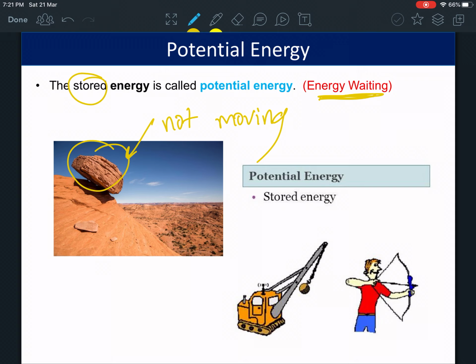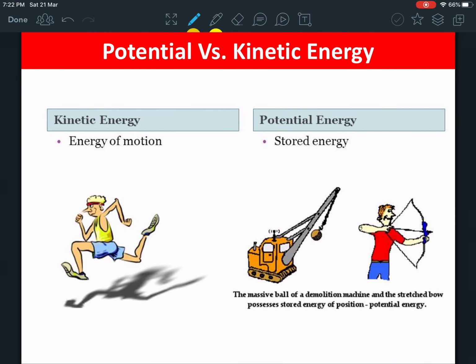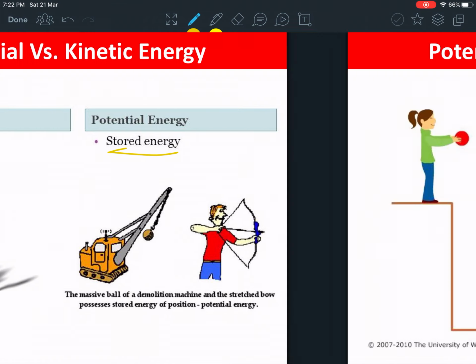All right, look at this guy here. He's holding the bow, but he hasn't let it go yet, and we call this potential energy because it's there. The energy is stored inside the bow, but it still did not move. When it moves, it becomes kinetic. When it is not moving, it's potential. We can see both examples here. So energy in motion is kinetic. Energy that's stored is potential.